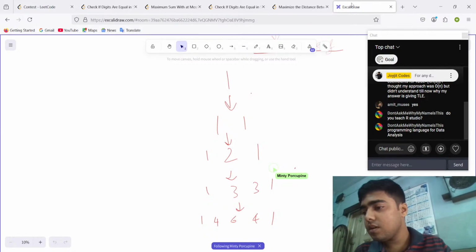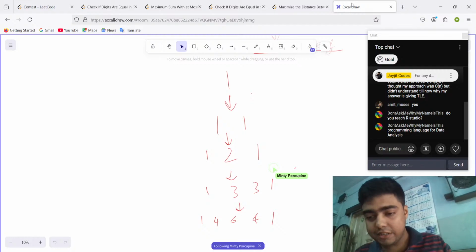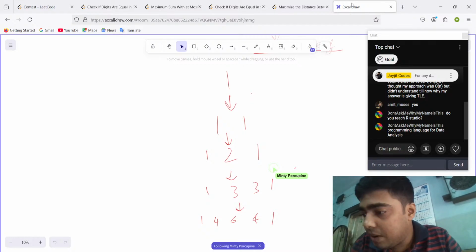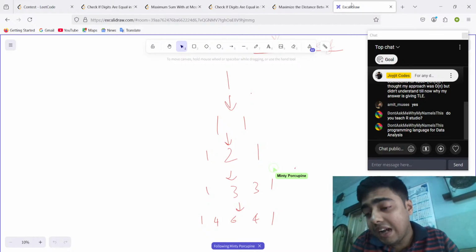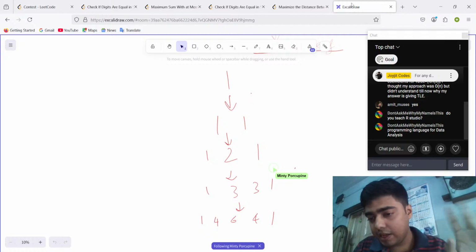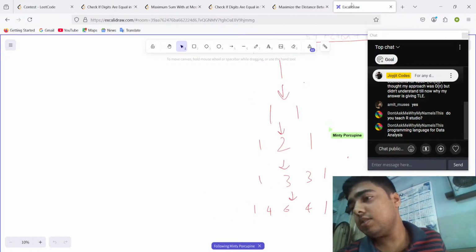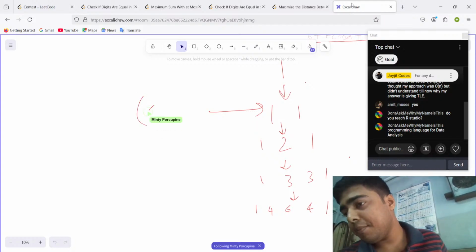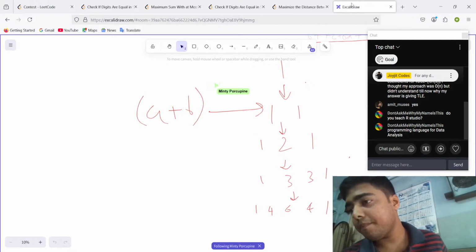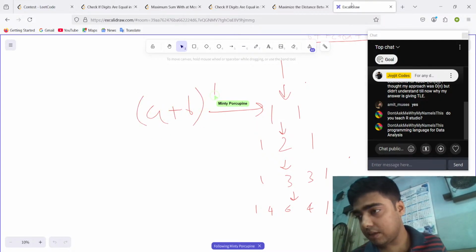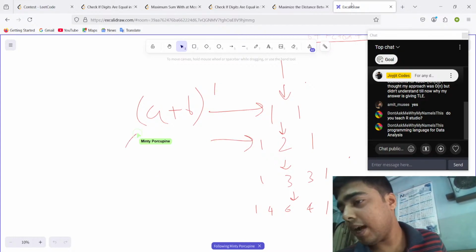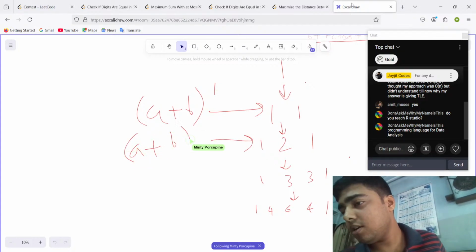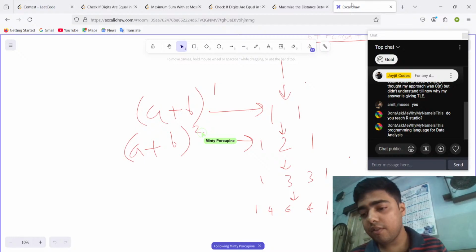Well, now that you know what Pascal's triangle looks like, you may be asking me how to calculate it, right? If you notice one more thing very carefully, this part can be written as a plus b to the power 1, because it is a plus b. This part can be written as a plus b squared, because you know what the value of a plus b whole squared is.